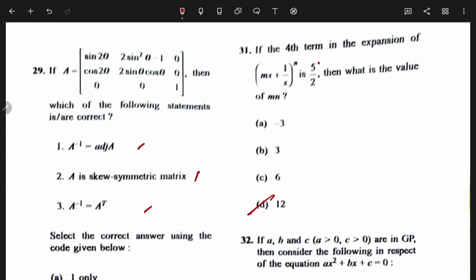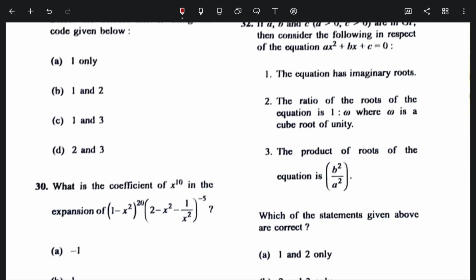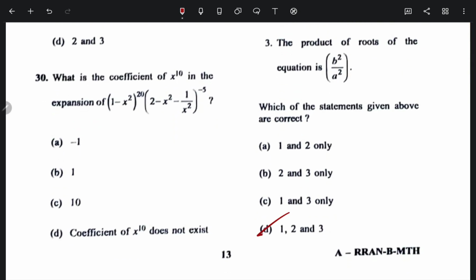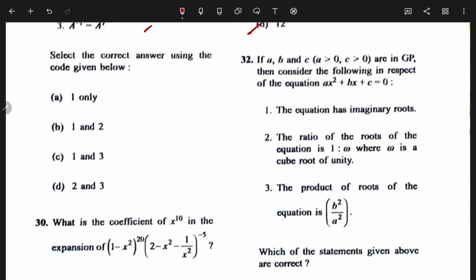Since there is no x, the x and x have to cancel. Give the powers of n such that they both cancel. You'll find the values of m and n to be 6 and 2, so that will give you 12. Then 32, the answer is again D, all are right. This can be easily checked.